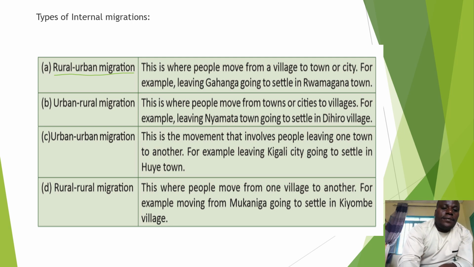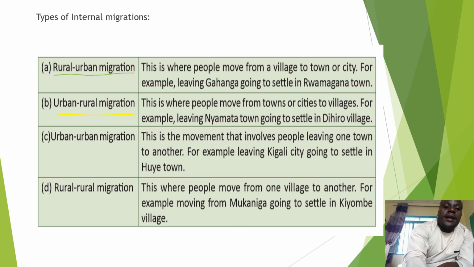Then we have urban-rural migration. This is the opposite of the above. This time, people move from towns or cities to villages. Urban-rural. People may migrate from Kigali city and stay in Gashora village.